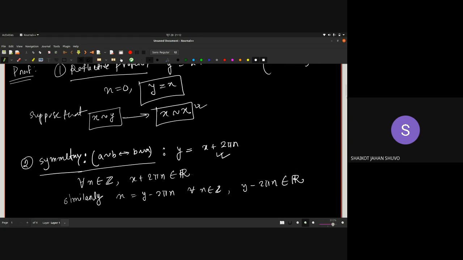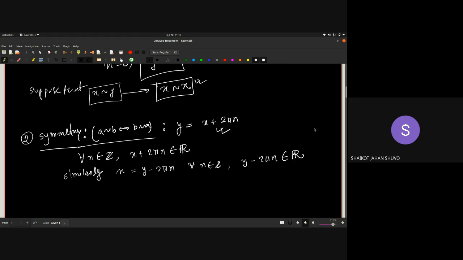So both x and y belong to R, because y minus 2 pi n is just x and x plus 2 pi n is just y, right? Do you understand this? Yeah. Okay.